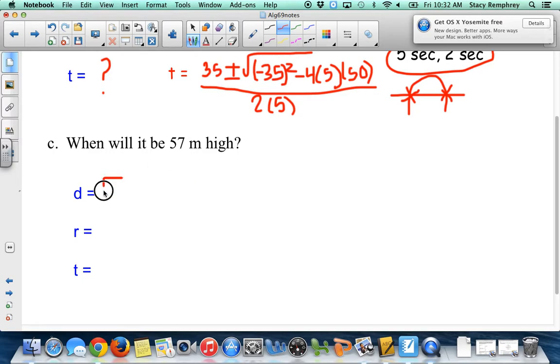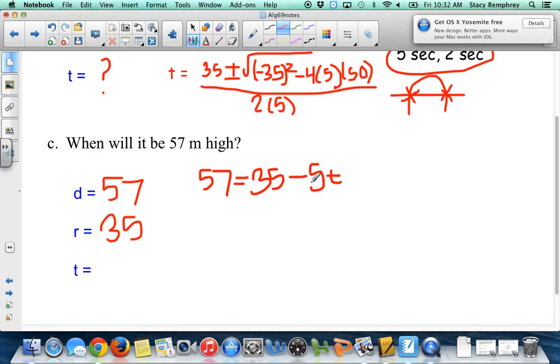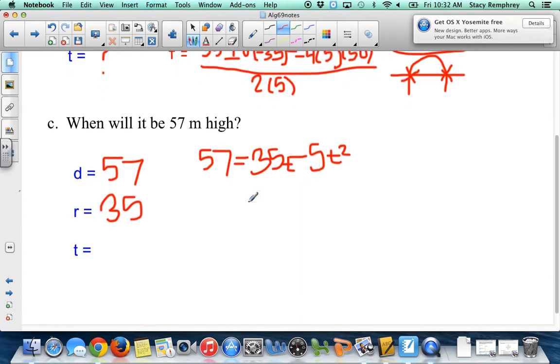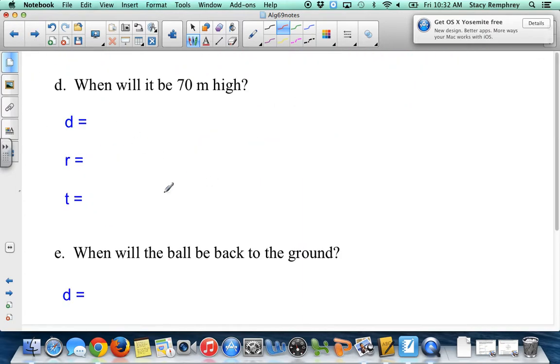This next one is going to be the same idea. I'll set it up. So you'll have 57, because that's my distance, equals 35t minus 5t squared. Okay, and you'll do the exact same thing you did before. This one just comes out to decimals instead of whole numbers.